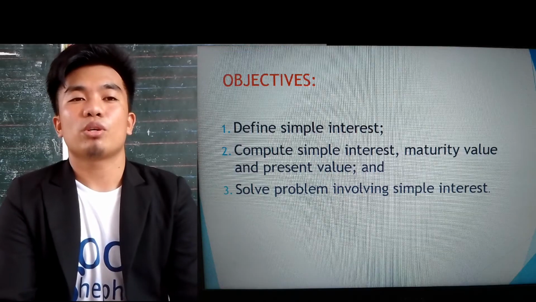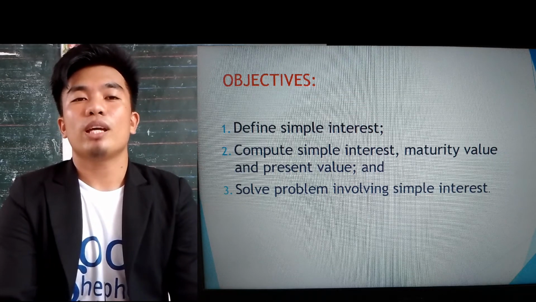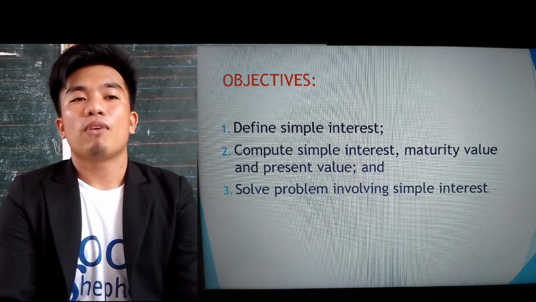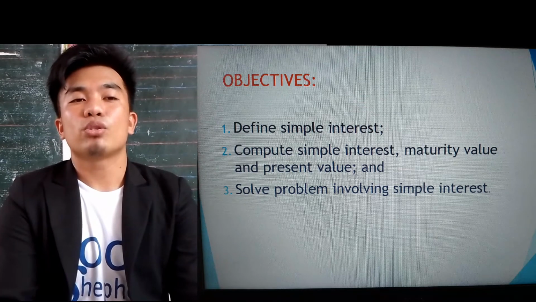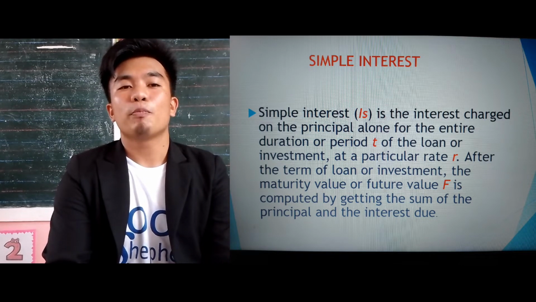Let's talk about simple interest. Before that, we will have our objectives. First, define simple interest. Compute simple interest, maturity value and present value, and solve problems involving simple interest. The definition of simple interest is the interest charged on the principal alone for the entire duration or period of the loan or investment at a particular rate.